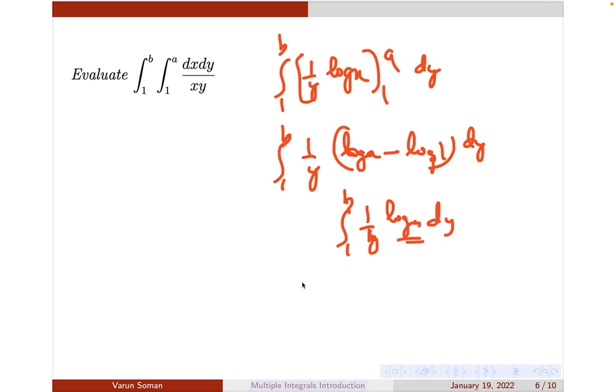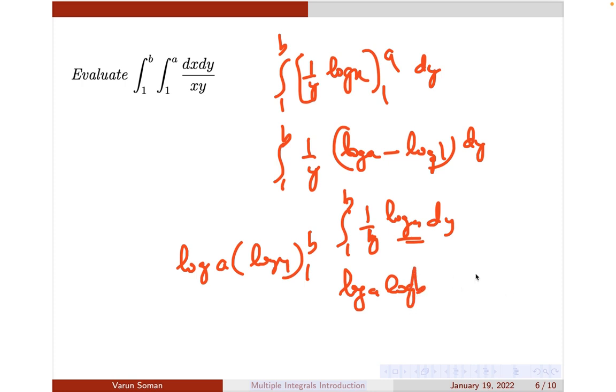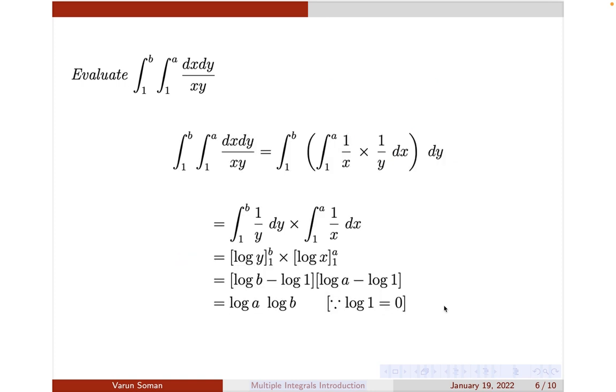Log a is a constant, you can take it outside, and when you integrate this 1 by y, what will you get? You will get log a into log y in the limits 1 to b, that is log a log b minus log a log 1. Log 1 is 0, so this will be your answer. Very straightforward calculation. You are only doing the same integration problem 2 times. So in triple integrals, you will be doing this 3 times. There is no new concept coming; you are just repeating the integral process. I hope it is clear.